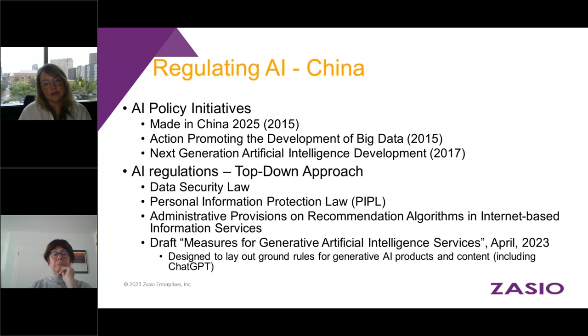So less of a hands-off approach and more just making sure that they have a say in what is generally developed and made available to the consumers. So they have a provision within the measures of generative AI, also requiring that AI providers have to uphold the integrity of the state power, refrain from inciting secession, safeguard national unity, preserve economic and social order.